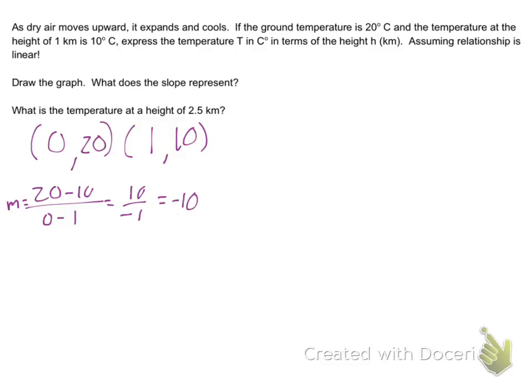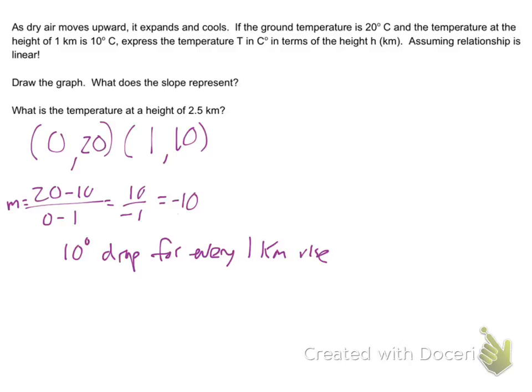Hey, right away, might as well just explain. What does that mean? Yeah, there's a 10 degree drop for every 1 kilometer rise. Right? Basically what it comes down to. That's what slope means. And then, can I create the equation really quickly and efficiently with this information?